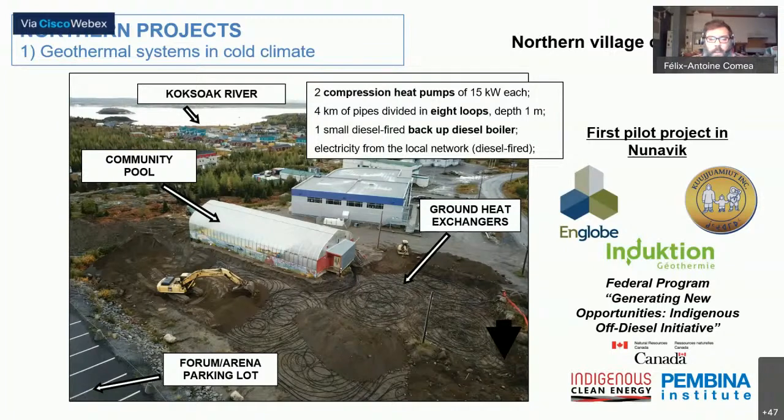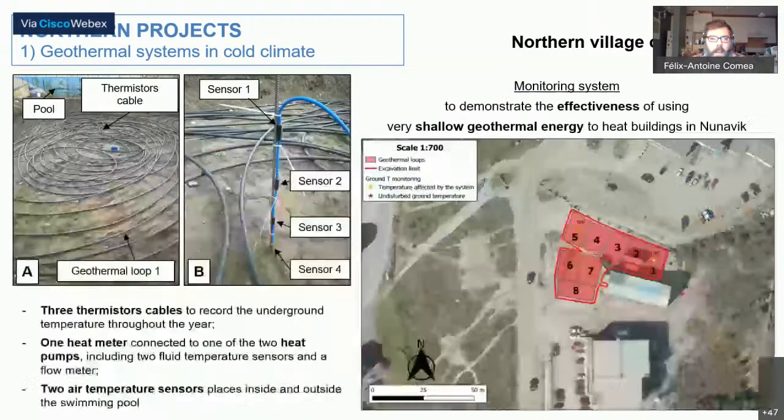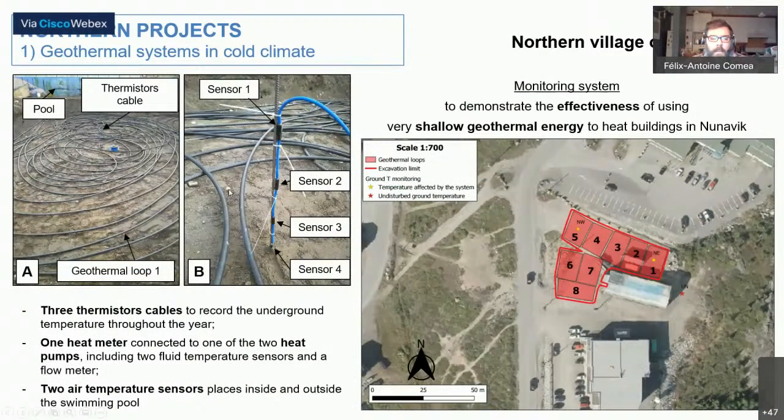Then we installed the system last summer and fall, and we are now monitoring this using thermal cables and sensors in the ground. And next, I guess, summer, we will operate the system and see what will happen. But our modelization shows that it will be possible to heat the water of the swimming pool for 3 months during the summer in this northern village.